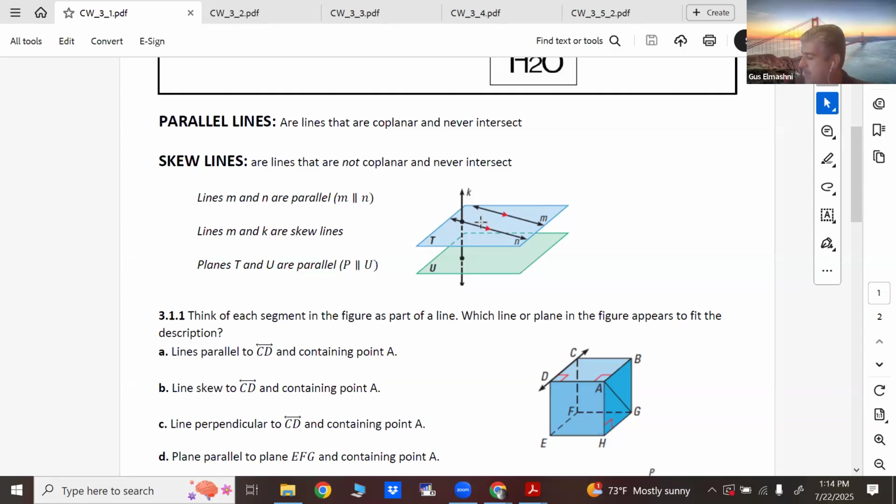It's kind of like if you have these two pencils here. So those are parallel, right? Then that would be skew. They're not touching, but they're not on the same plane. And of course, if they touch, they're on the same plane and they're touching. Planes are parallel if they don't touch.